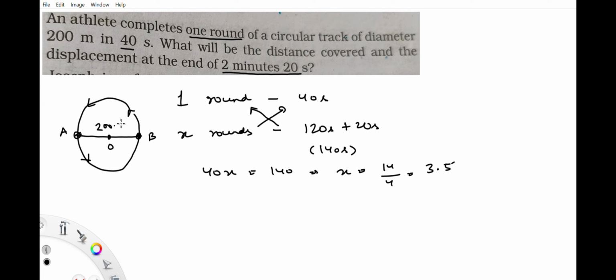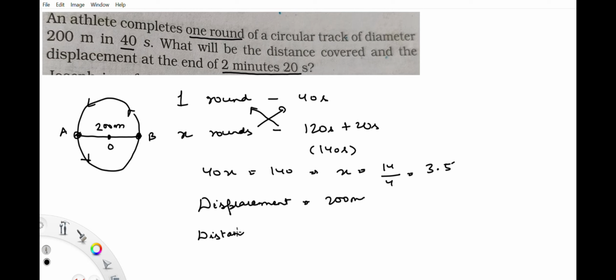And I am given that the diameter of this track is 200 meters. So it is very clear that the shortest path, or the displacement, at the end of 2 minutes 20 seconds, or after completing 3.5 rounds, is the diameter, which is 200 meters.